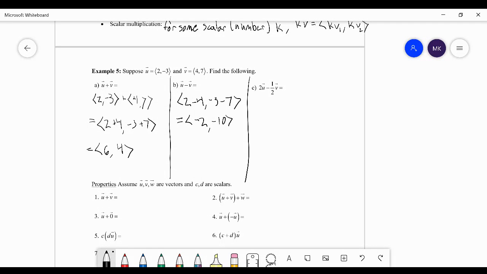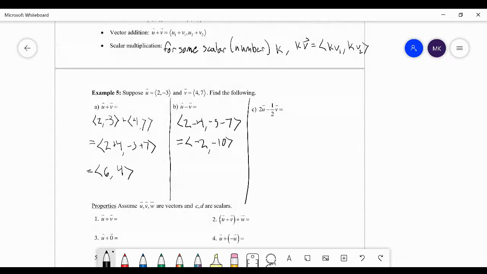Right, so far, really easy. Now, this next one gets a little more complicated. Totally doable in your head if you want to, but I'm going to step it out a little bit. So this is equal to 2 times 2, -3 minus 1/2 times 4, 7. And so that's 4, -6 plus -2, 7/2. If you want to go with fractions, you can, or if you want to go with decimals, you can on this one, because 7/2 is just a nice clean -3.5.